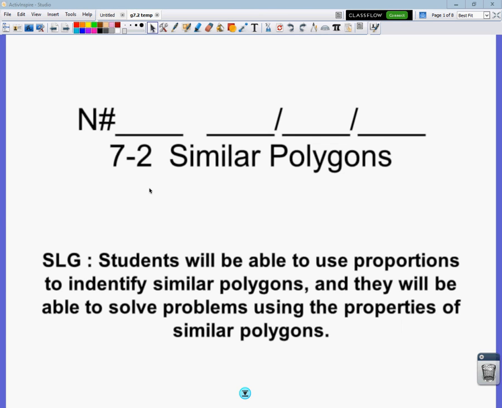Okay, yesterday we talked about proportions, and today we're going to talk about how we're going to use proportions in our similar polygons. So the goal of the day is that you'll be able to use proportions to identify similar polygons, and you'll be able to solve problems using the properties of similar polygons.